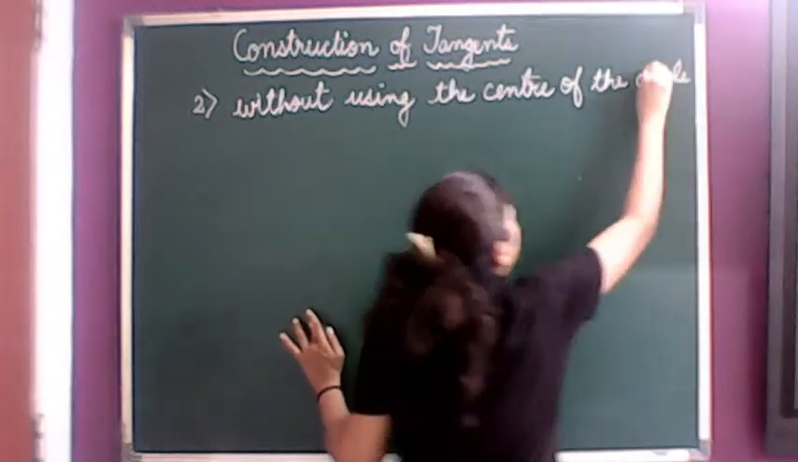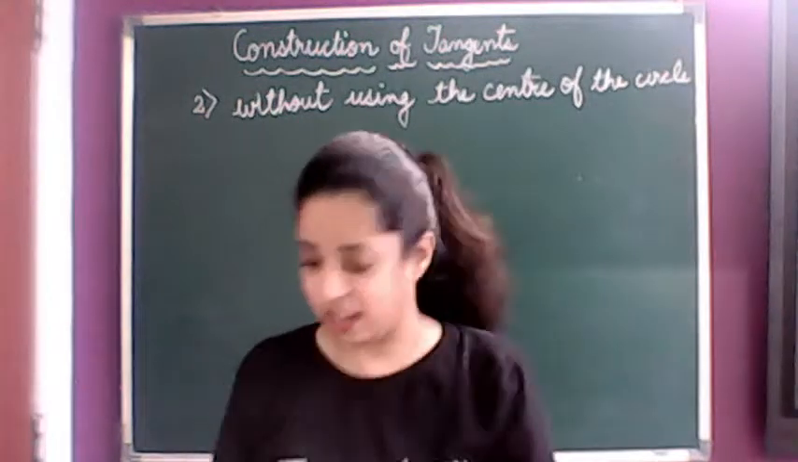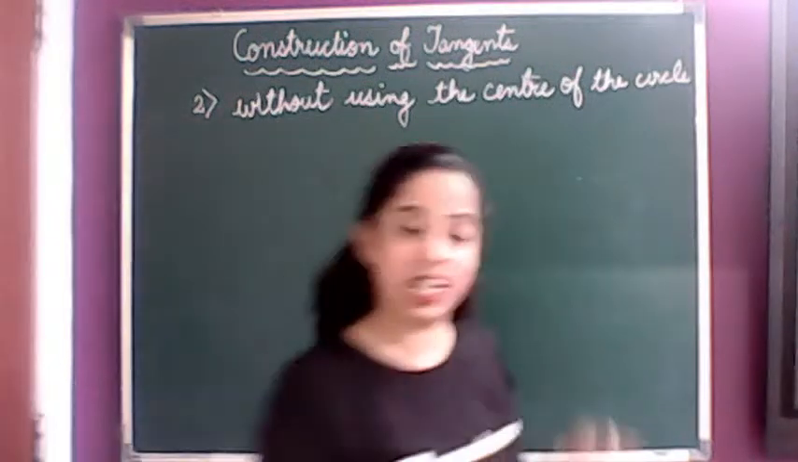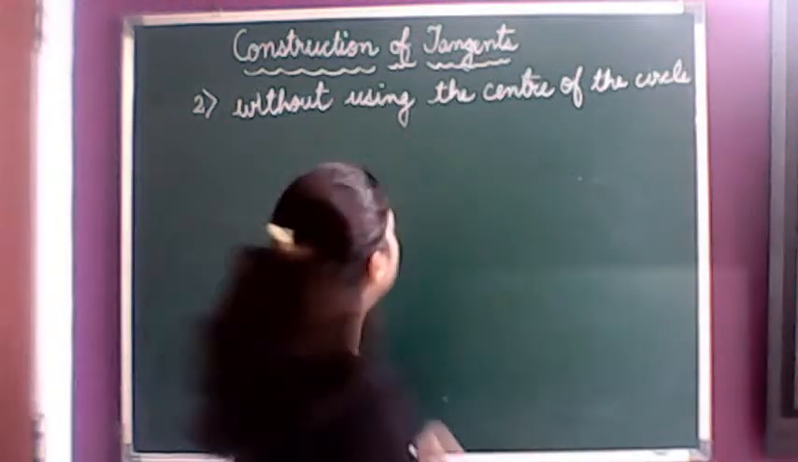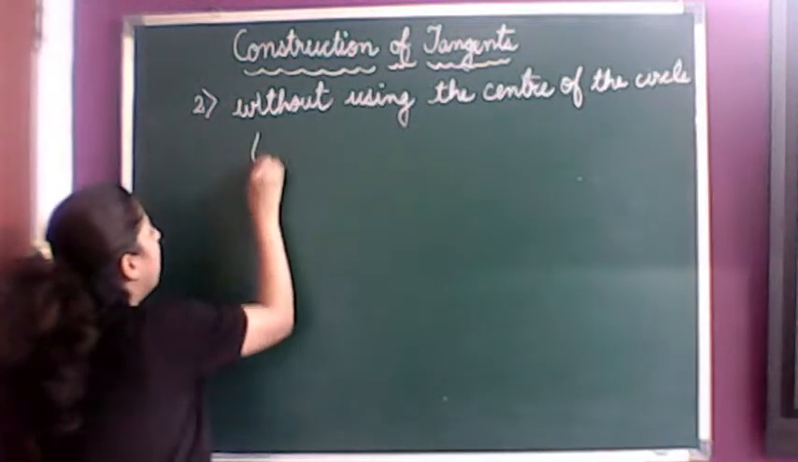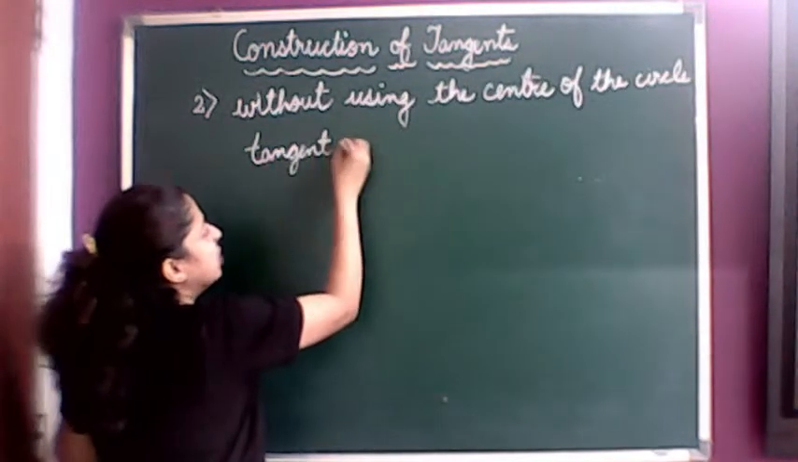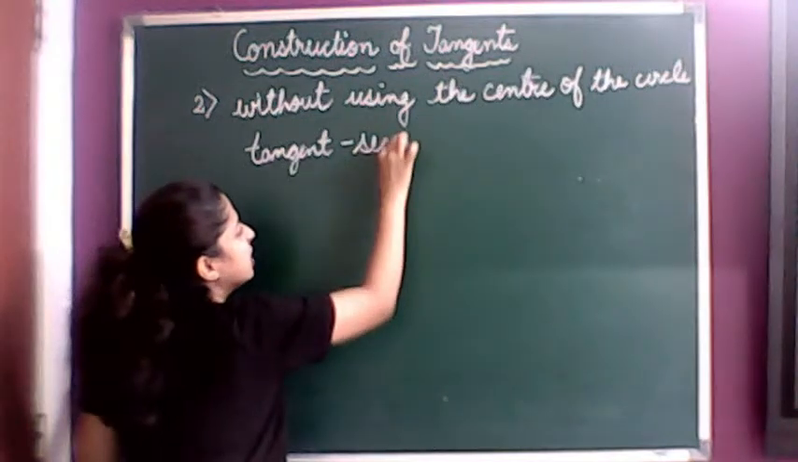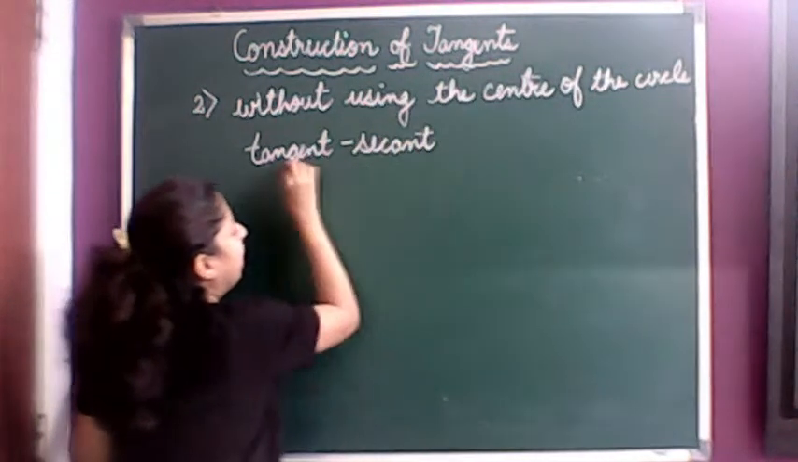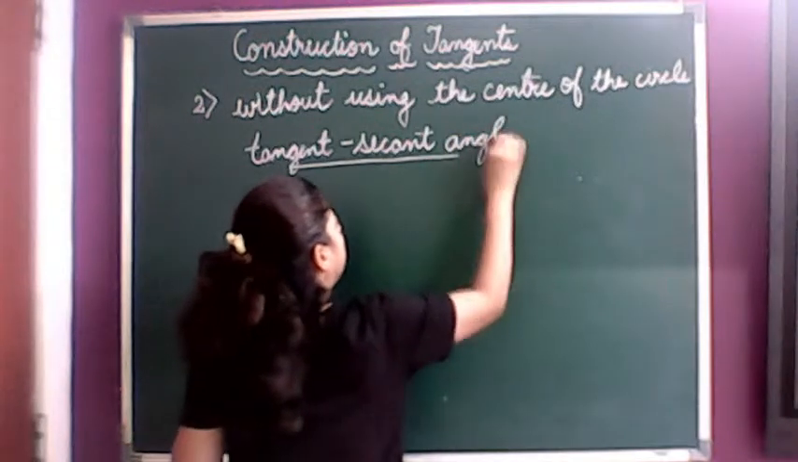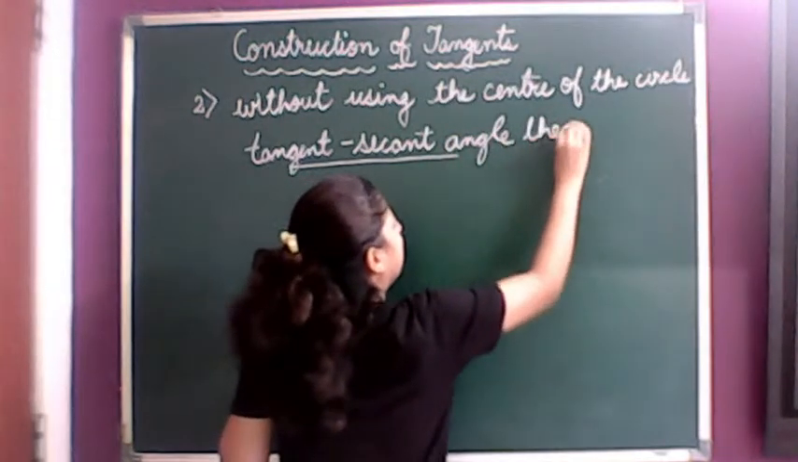Now suppose for this you have to understand a theorem which is there in your circle, known as the tangent secant angle theorem. What is the name of the theorem? Tangent secant angle theorem. Now what is that theorem?